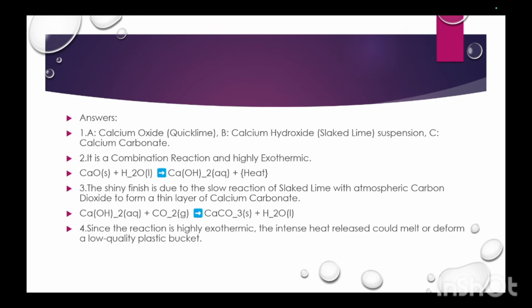The answers. First answer: A is calcium oxide, that is quicklime. B is calcium hydroxide, that is slaked lime, Ca(OH)2, the suspension, and C is calcium carbonate, CaCO3. Answer number 2: it is a combination reaction and highly exothermic. The chemical reaction is CaO plus H2O gives Ca(OH)2 plus heat.